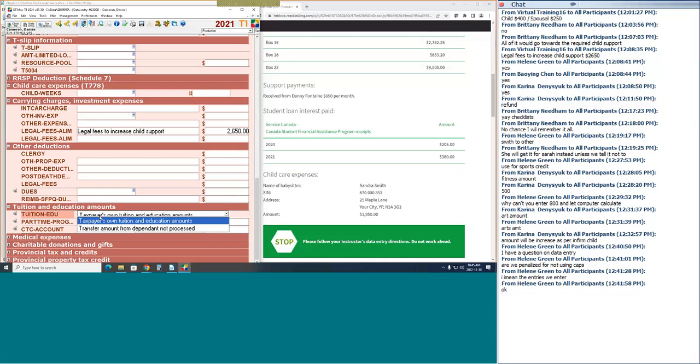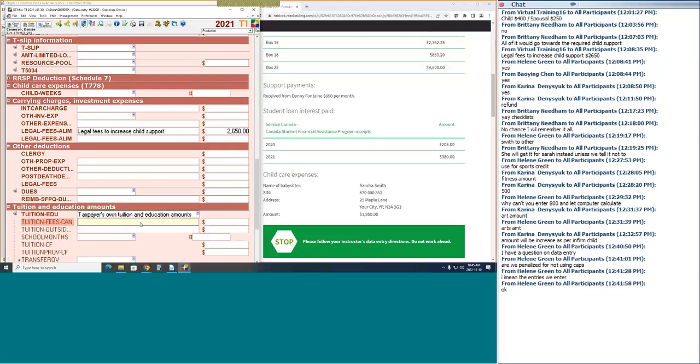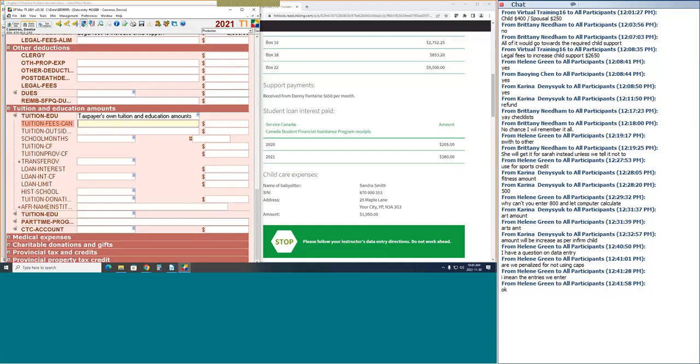Most of the time, we're talking about tuition related to the person whose return we're working on right now. For student loan interest, that's what we're going to do. It's going to be a lot of data entry in here that we're not going to talk about because it's not that relevant right now, but by the end of today, you will have used almost every line on here.